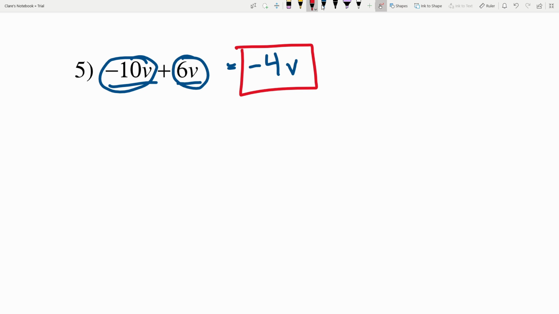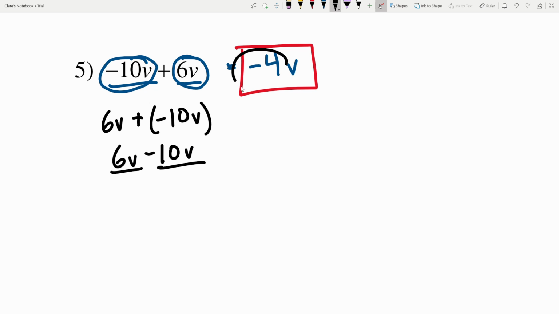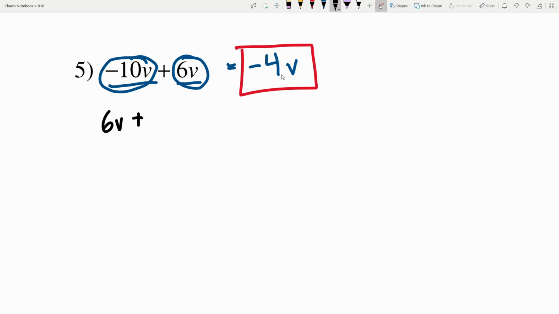And if you wanted to rewrite this, you could have rewrote this as 6v plus a negative 10v because addition is commutative, and then 6v minus 10v is negative 4v. Let's move on to number 6.